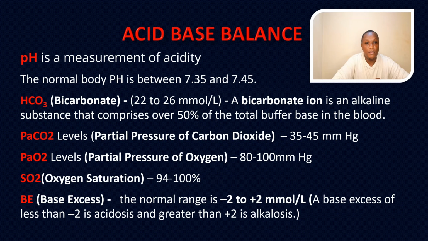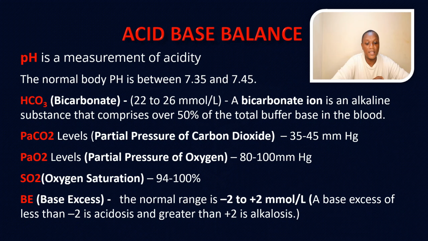PaCO2 is the partial pressure of carbon dioxide. The normal should be between 35 to 45 millimeters of mercury. PaO2 is the partial pressure of oxygen. The normal should be between 80 to 100. SO2 is the oxygen saturation. The normal should be between 94 to 100%. BE is the base excess. The normal range is -2 to +2 millimoles per liter.